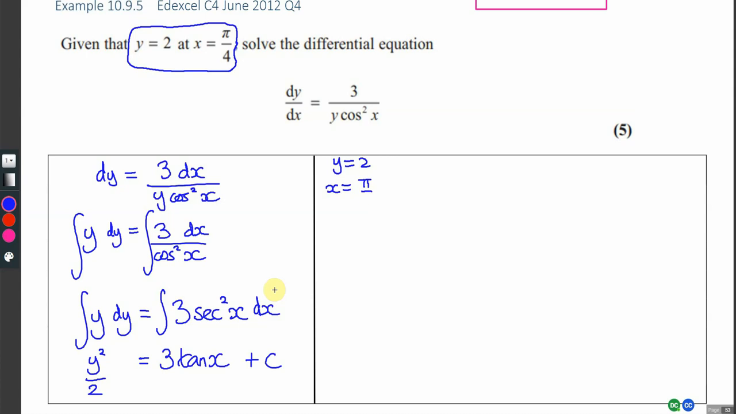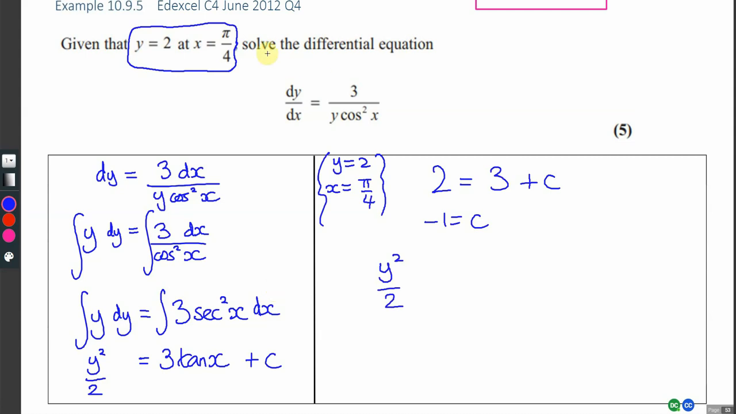Substituting in those values, we get on the left hand side half of 2 squared, which is 2. On the right hand side, 3 multiplied by tan of pi over 4, which is 3 times 1, so that's just 3, plus c, so c is negative 1. So now let's give the final answer.